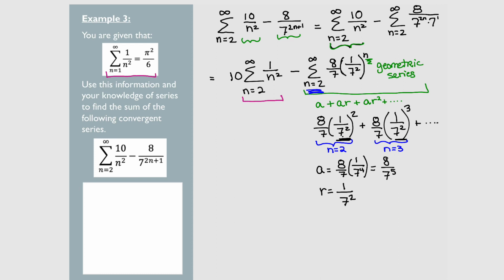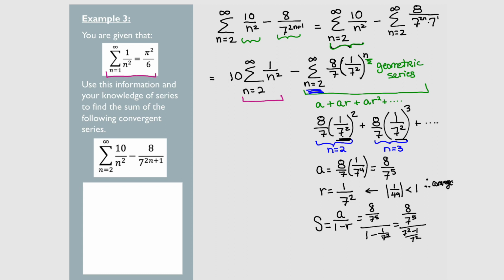All right, so now I notice that my r value is 1 over 7 squared, or 1 over 49, and that definitely is less than 1, so I know my series converges, so that's good. And then I have to find the sum. The formula for the sum is a over 1 minus r, or specifically 8 over 7 to the fifth, divided by 1 minus 1 over 7 squared. I'm keeping them this way because these numbers are huge, right? That's 8 over 7 to the fifth, and then I have 7 squared minus 1 over 7 squared.